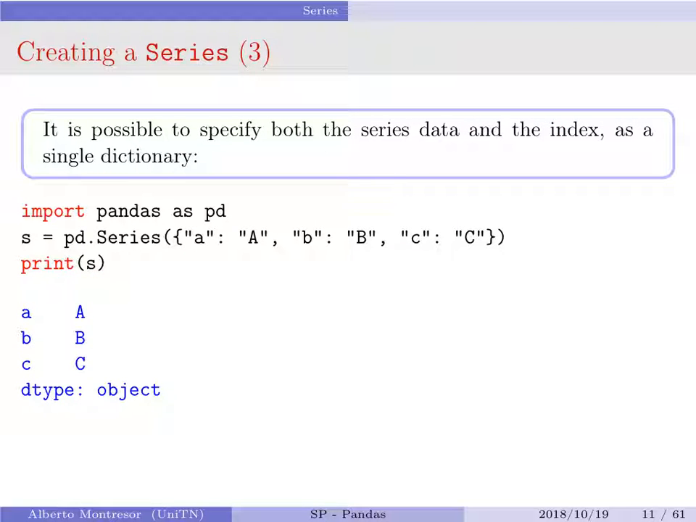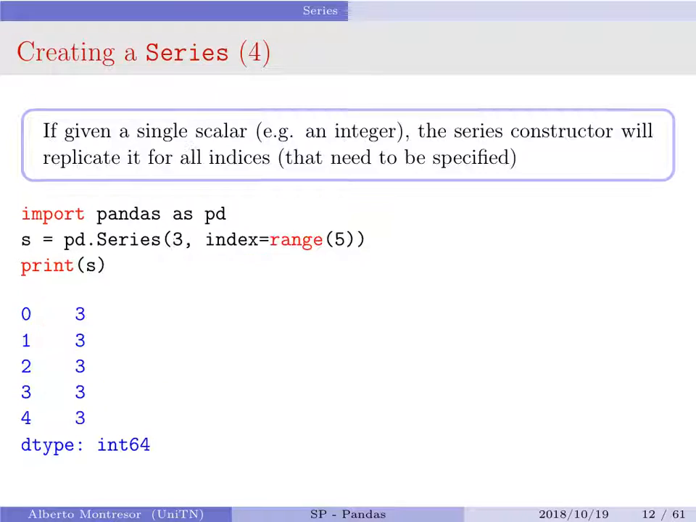Then you can create them also from dictionaries. If you remember, this is the way to specify a dictionary in the program, but you can also create dictionaries on the fly by associating keys to values. At that point, you see here that a is associated to capital A, b is associated to capital B, and so on. And when you print, now the index is composed of the keys. And so this is another way to see series, and it is much more similar to a dictionary.